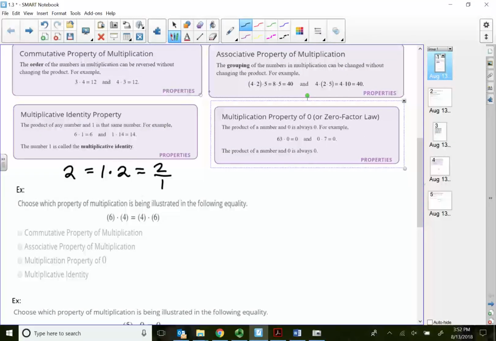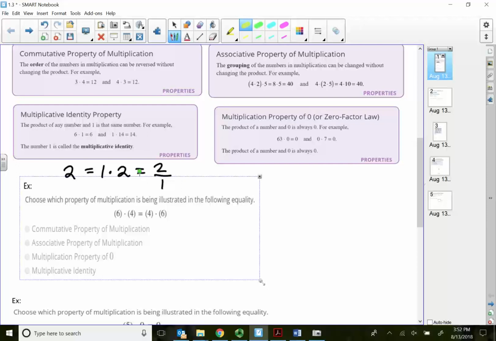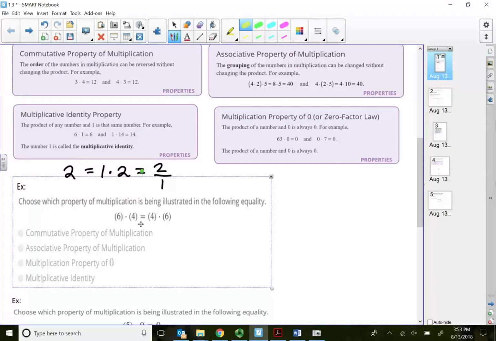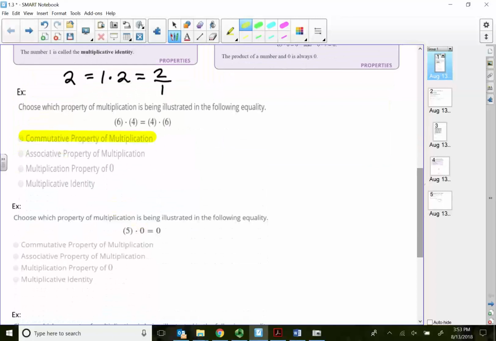All right, let's take a look at some examples here. As you can recall, the way we do this is looking at both sides of the equal sign. So 6 times 4, the other side is 4 times 6. So the order of my numbers has been swapped. So that will be the commutative property. 0 times any number is equal to 0. That will be the multiplication property of 0.